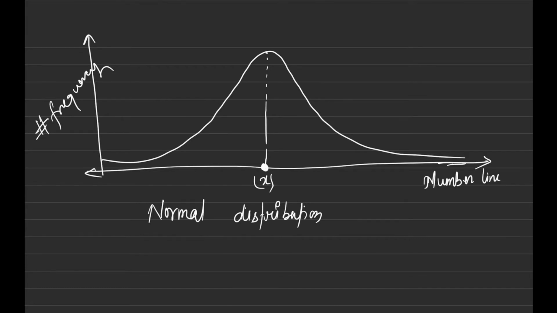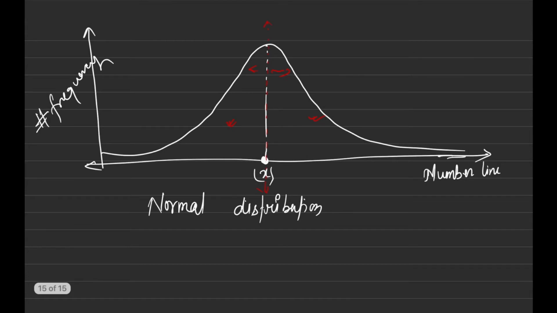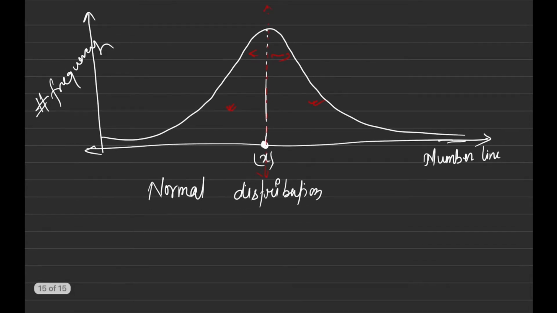Okay, the characteristic of a normal distribution is that it's symmetrical across this vertical line. It means the right side will be the mirror image of the left-hand side. So this is your normal distribution. We'll study more about this curve in a subsequent lecture, but as of now, let's understand this is a normal distribution curve.